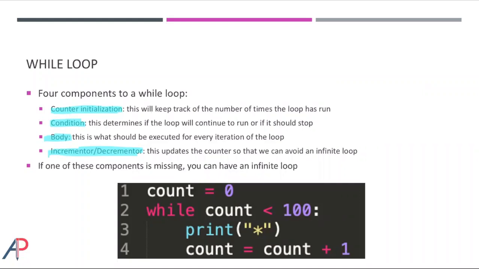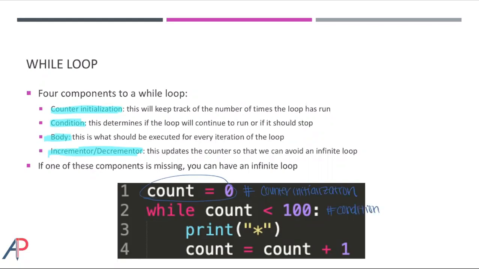So first of all, we had our counter initialization. We can see here, this right here is a counter initialization. I initialized my count to 0 because before my while loop started to run, I had no asterisks printed out. I had no stars, or whatever you want to call them. None of those had been printed out. So I initialized my count to 0. So while count is less than 100, this is my condition.